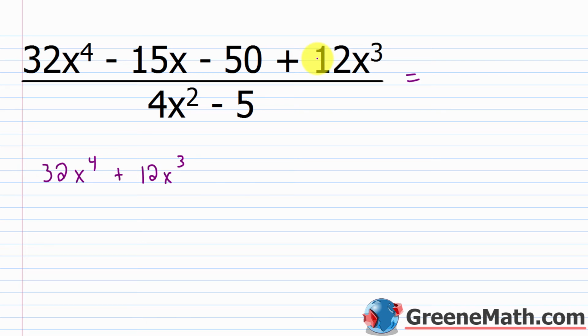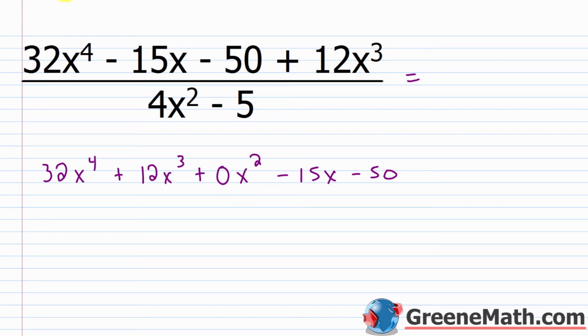So what I want to do is put plus 0x squared. It's just a placeholder. Okay, so we need to have that. Then I put minus 15x and then minus 50. So now this is in standard form and we accounted for our missing term.